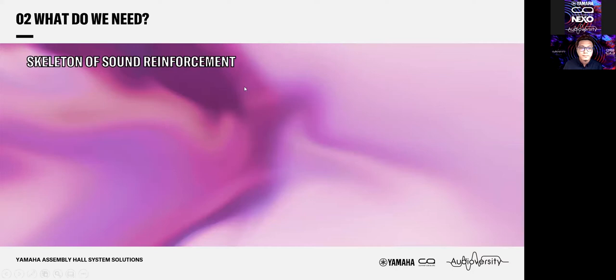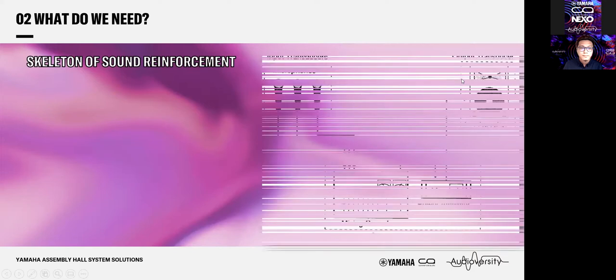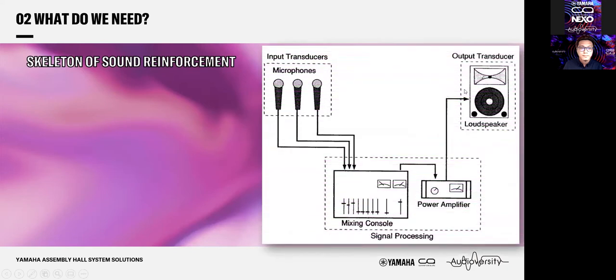So what do we need? Let's look into the skeleton of a sound reinforcement system, the basic structure of a sound reinforcement system. We always start with input. So let us have the input stage. By the input stage, we also mean what kind of medium the audio is being transported or captured by. The most common, of course, is microphones.